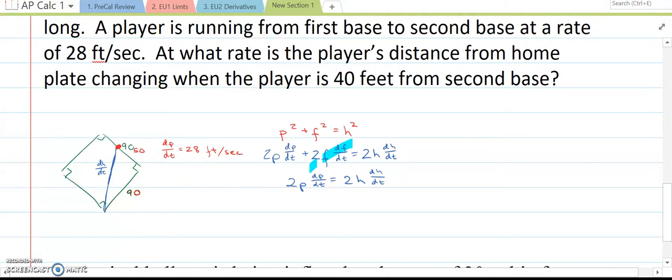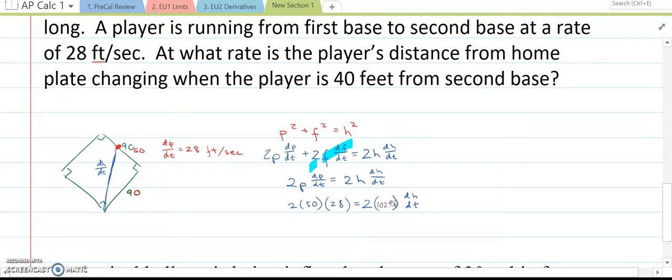I can substitute in some values. 2 times 50 times 28 equals 2. I'm going to leave that blank for a second, and then dh dt. A second ago, I left that blank space because you don't know what that value is yet. You need to go back and figure that out, and that's coming from your original a squared plus b squared equals c squared. We gave you the values of 90 and 50. You actually know this distance right here is supposed to be 102.956.